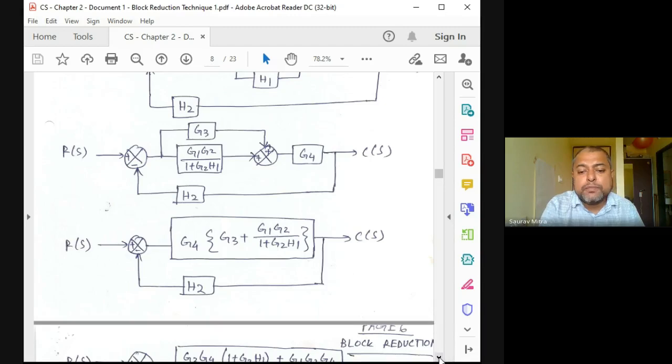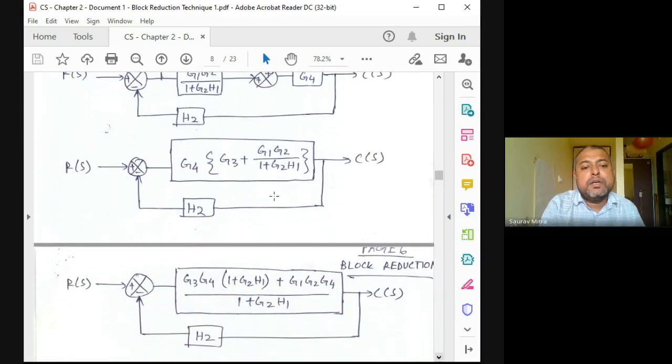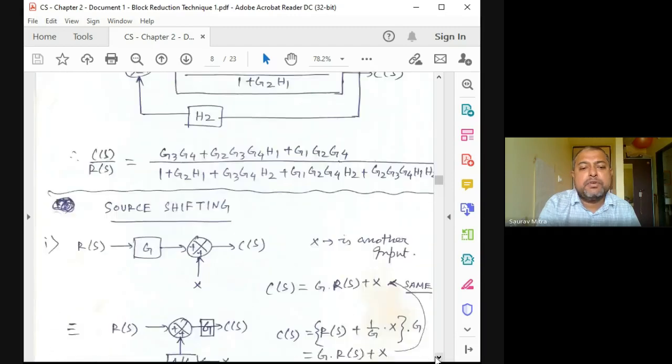Now this is a very simple system. Entanglement is all gone. Now what you are finding is G4 multiplied by G3 plus this. We are getting this because there are two parallel paths. So parallel paths we have simplified, then we have multiplied G4 with that, and we are finding the whole thing is G, and this is H2. So now you can solve it, and after solving you have to come to this point.